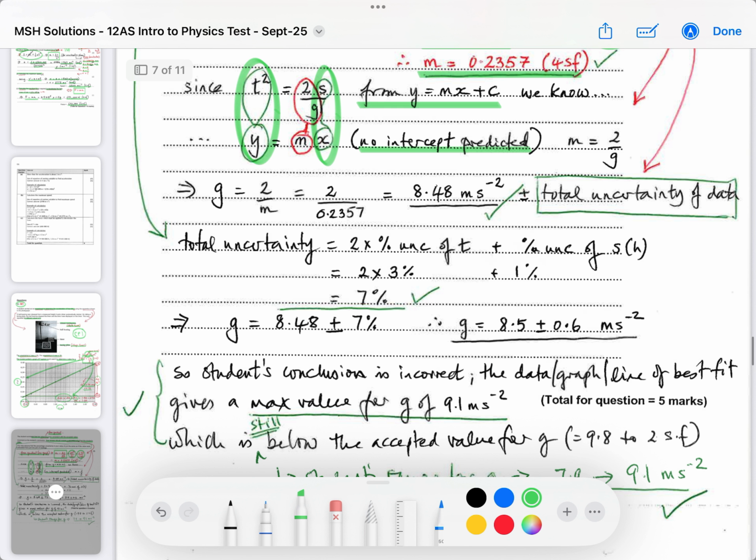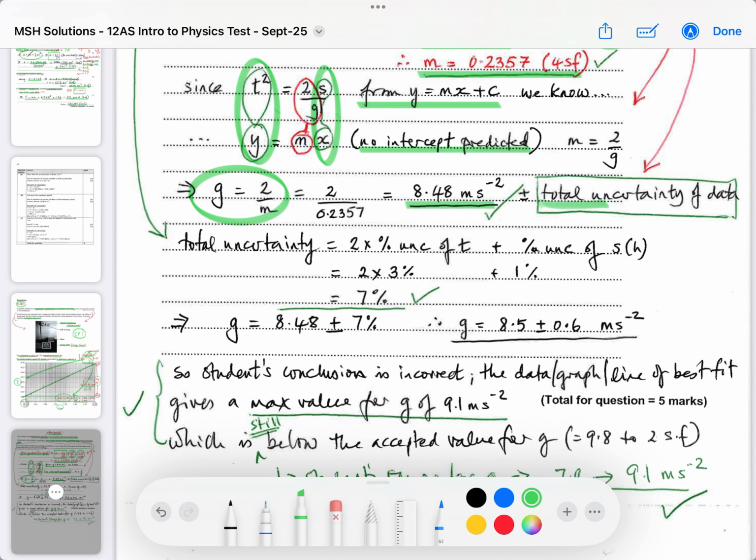All right, so once you know the gradient, what you calculated, you know that the gradient must be equal to 2 over g. So if you change the subject around, you can see that g must be equal to 2 over m. Do the division. I've quoted to 3 significant figures. It's 8.48 meters per second squared. Well, the correct value should be 9.81, so you're not that close.